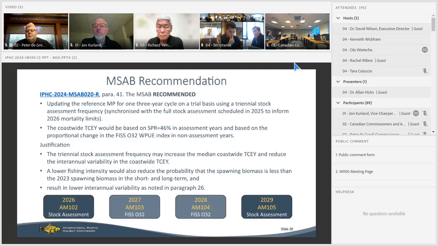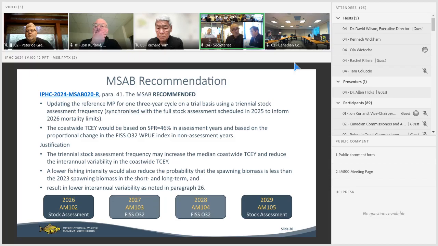So the MSAB had a recommendation. You've seen this also, and I've broken down this recommendation of a management procedure into multiple bullets, including the justification for that. As a reminder, this recommendation was to update the reference management procedure for one 3-year cycle on a trial basis using the triennial stock assessment frequency synchronized with the full stock assessment in 2025.